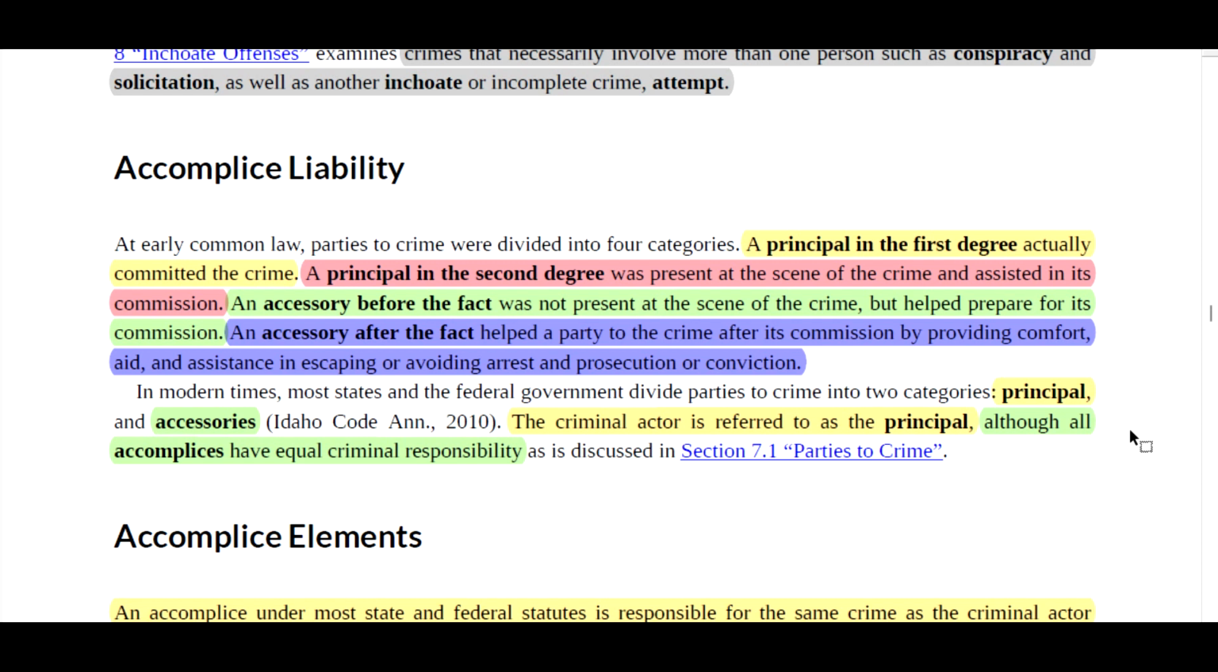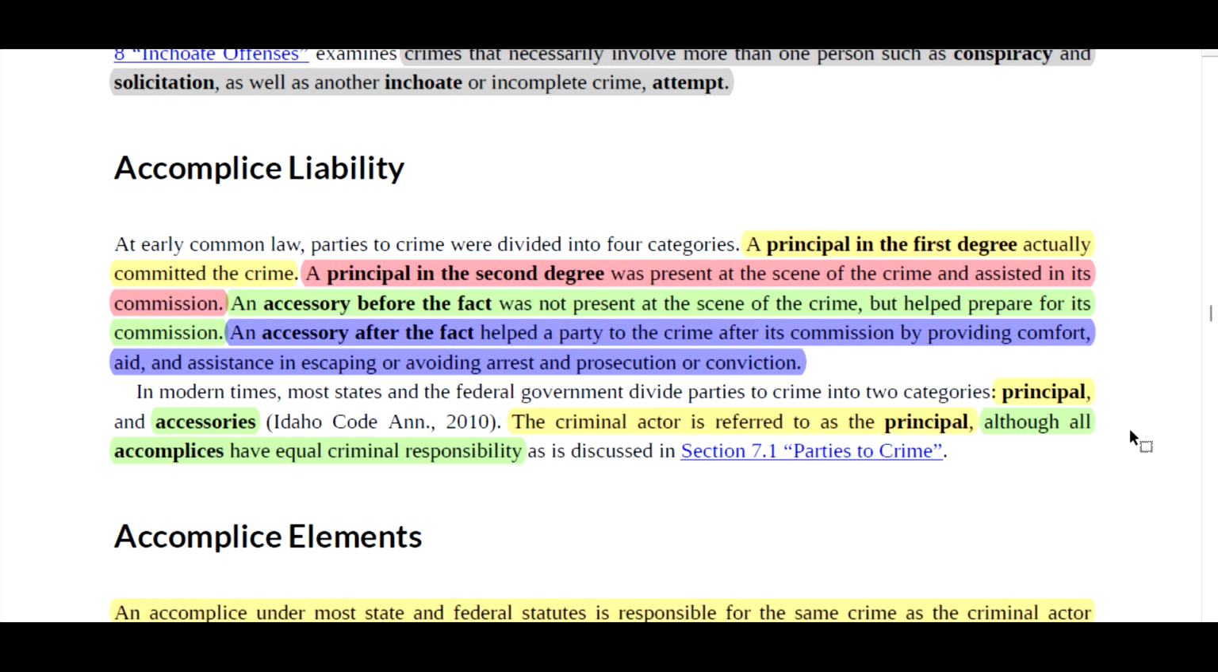So the early common law four is, number one, a principal in the first degree. This is the person who is the direct committer of the crime. This is the actor that has committed whatever crime it is. The principal in the first degree, you're top.